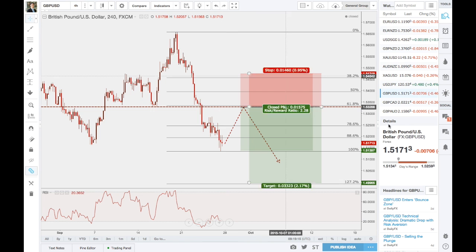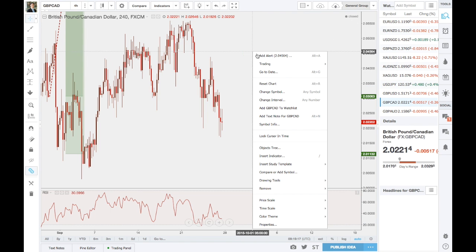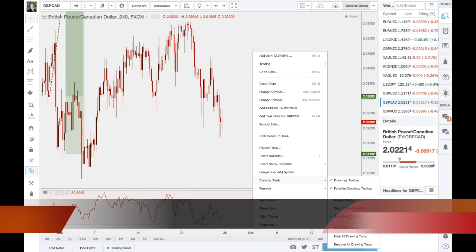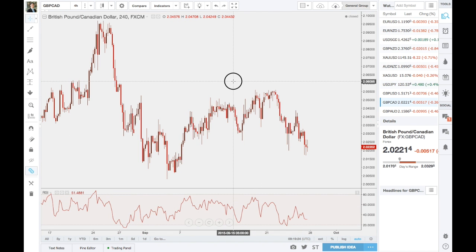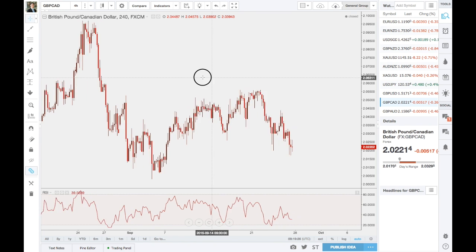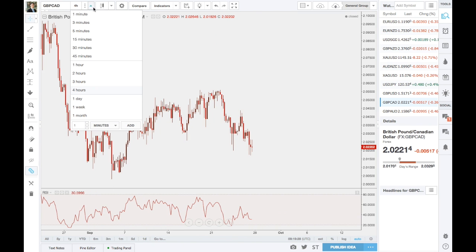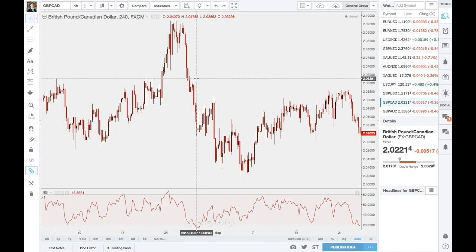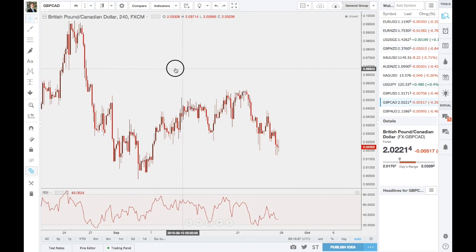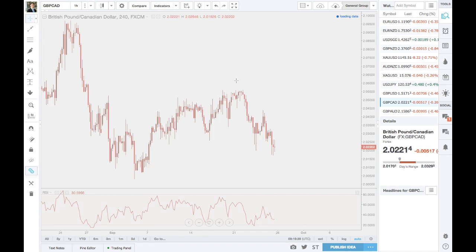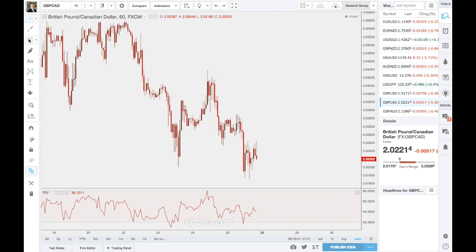The next pair that I would like to go through is the pound Canadian. Let me clear my previous analysis. The pound Canadian market. In this one, let's look at the overall trend. The overall trend previously was down, and then the market is currently in a consolidation. So what we're looking for is on the 1 hour time frame, a setup of a potential harmonic pattern.